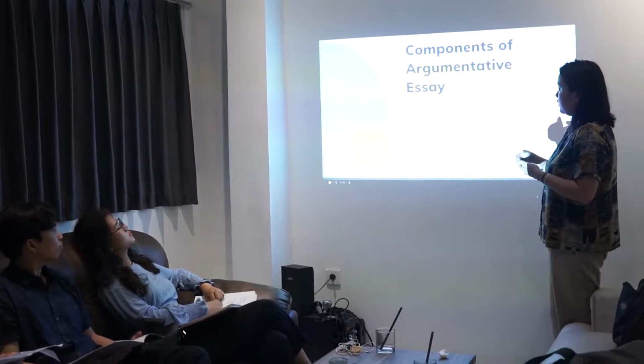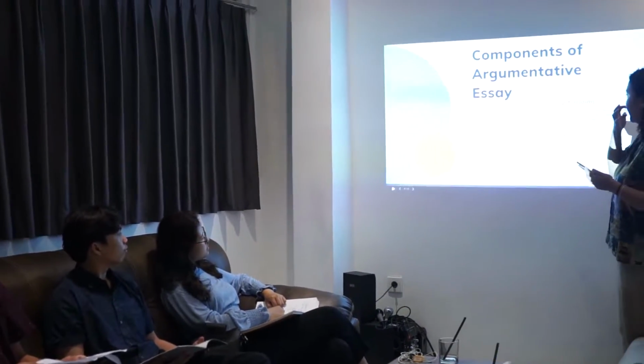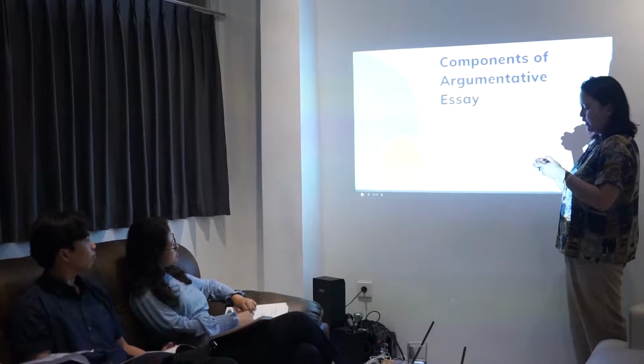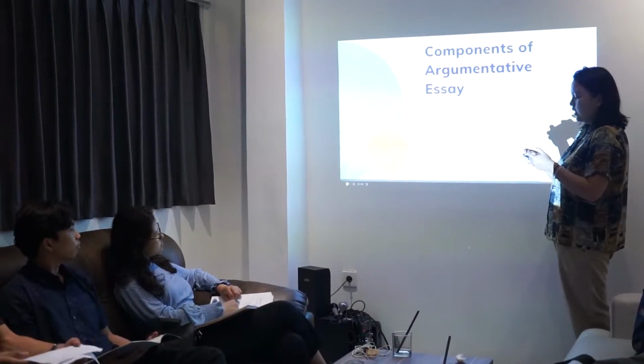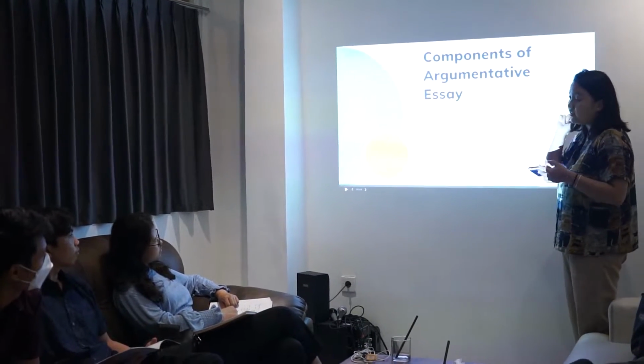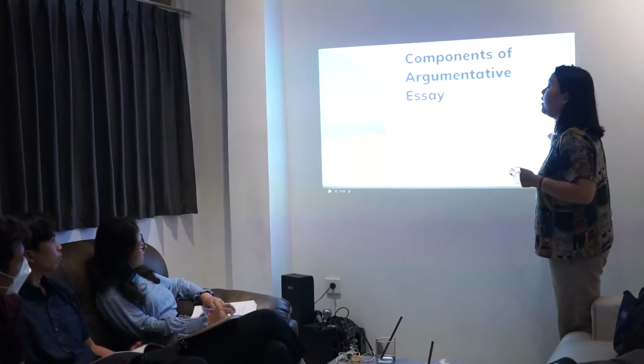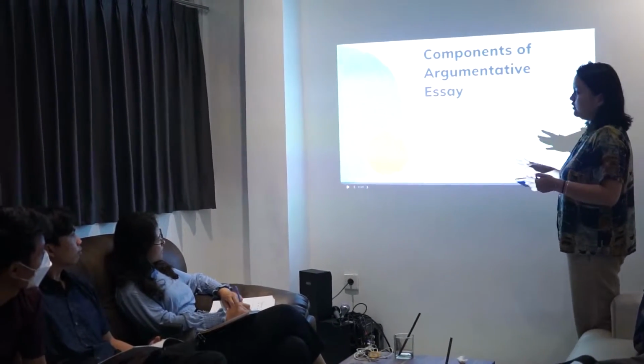Okay, so here we have 5 components of an argumentative essay. First, we're going to have a claim. So what is a claim? Making a claim is just a fancy way of saying that you're stating your point. A claim tells what you think is true about a topic based on your knowledge and your research.